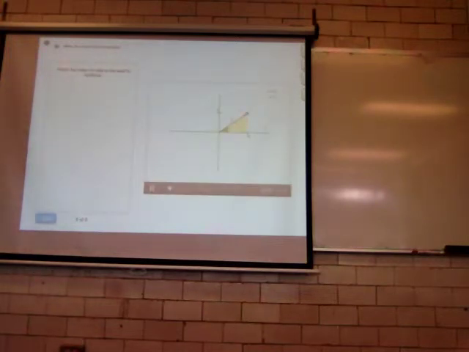Exactly. It's 5. Which you can show by applying the Pythagorean theorem to this right triangle here, which has legs of length 3 and 4.